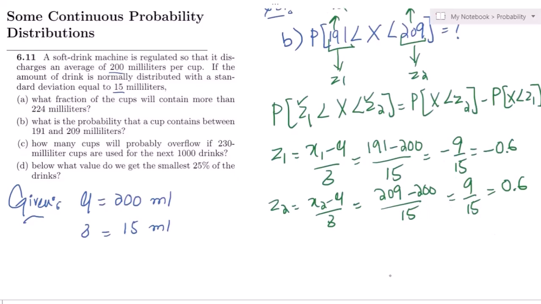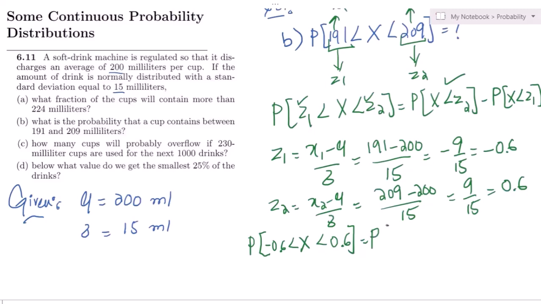Therefore, we want to find the probability that z is greater than minus 0.6 and less than 0.6, and using the same formula which is here, we would have to find what?